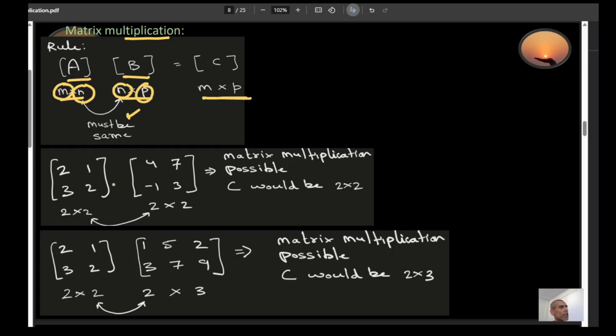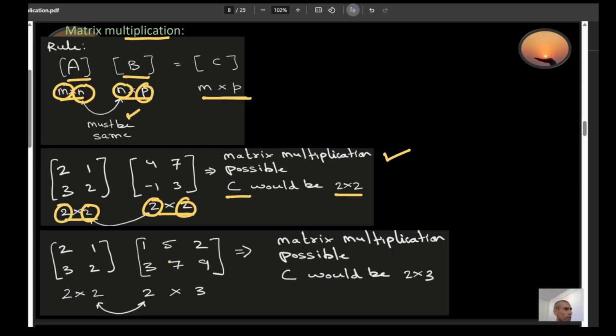So for example, let's take a look at this example. Here I have two matrices, A and B. The shape of this matrix is 2 by 2, and the shape of this matrix is 2 by 2. This 2 is the same as this 2. So matrix multiplication is possible. And your final matrix C is going to be 2 by 2. This 2 by this 2.